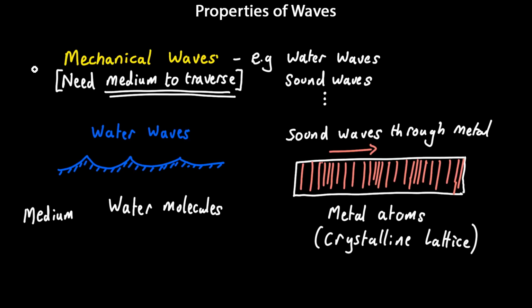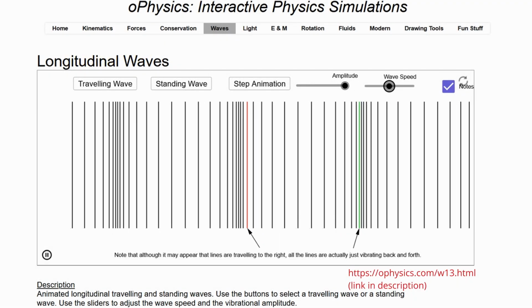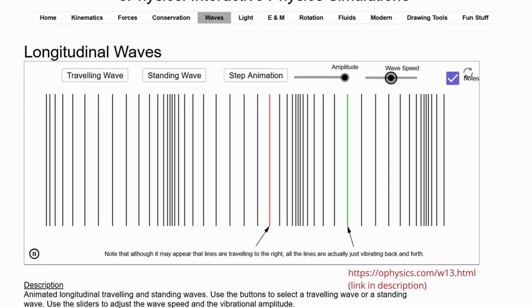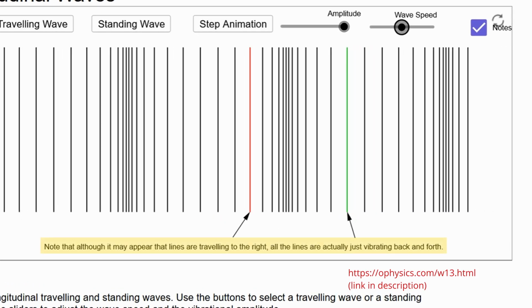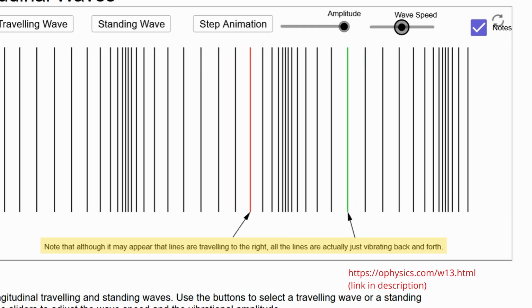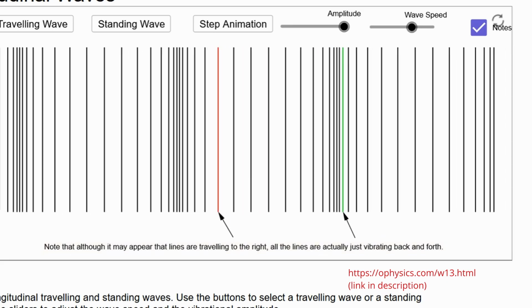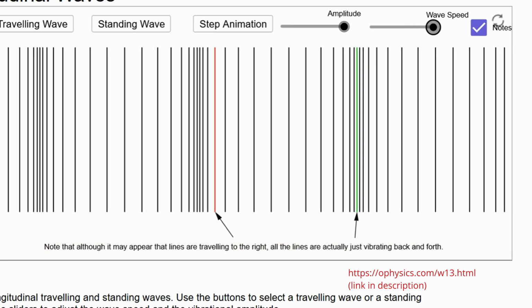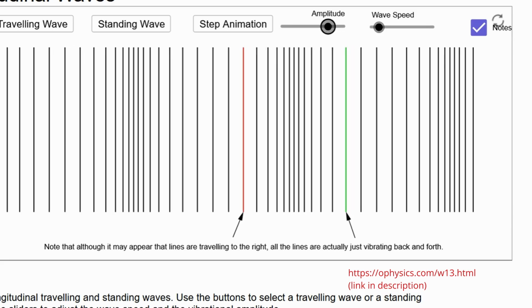So if we go back to mechanical waves, when mechanical waves travel through a medium, it's important to realise that the atoms that make up that medium do not get carried along with that wave. So when a wave travels from one end of a medium, say a metal bar for example, to the other end, what these atoms do within this metal bar is oscillate about some fixed position.